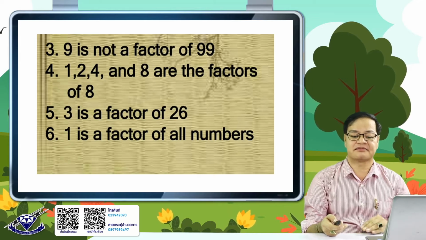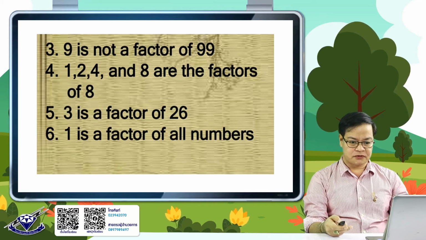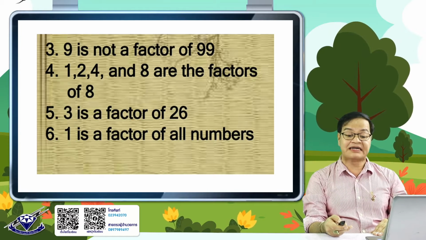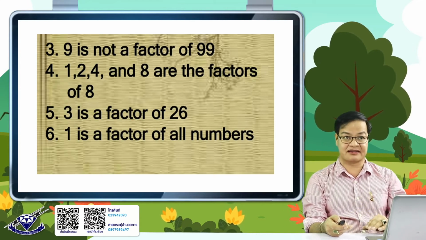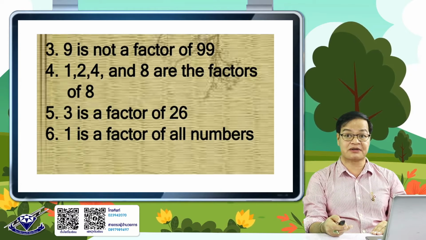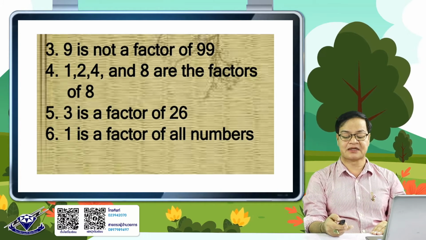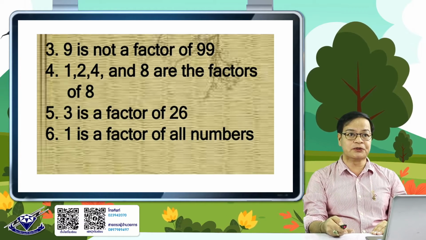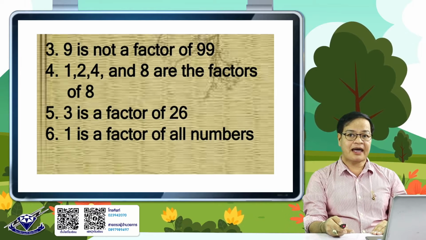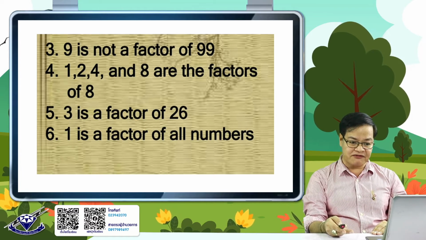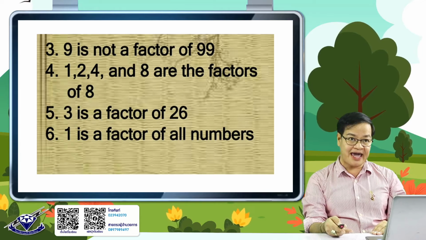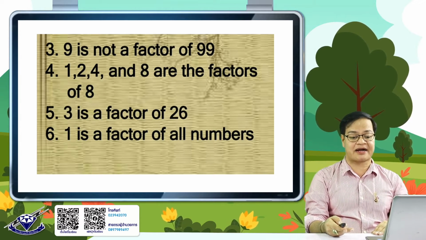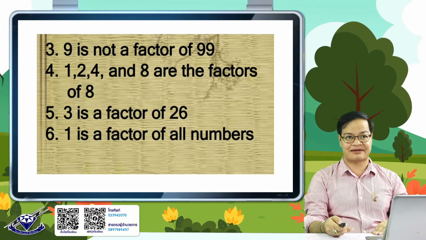The statement is wrong. Why? Because 9 is a factor of 99. And we have 11. So the statement is wrong. You need to write F. Right? Another one. We have 1, 2, 4, and 8 are the factors of 8. Is that correct? Yes. The statement is correct. So you need to write T.